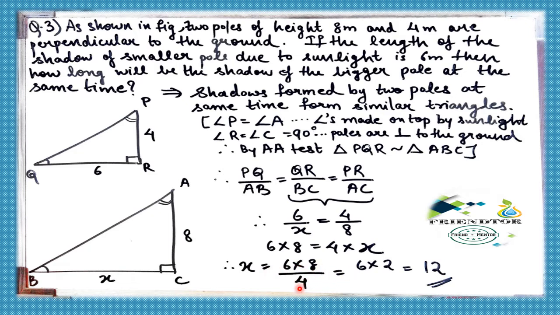So now 4 ones are 4, 4 twos are 8. So if I divide 4 and 8 by 4, then 1 remains in the denominator and 2 remains with 8. So it is 6 into 2, that is equal to 12 meters. That means the shadow of the bigger pole is 12 meters.